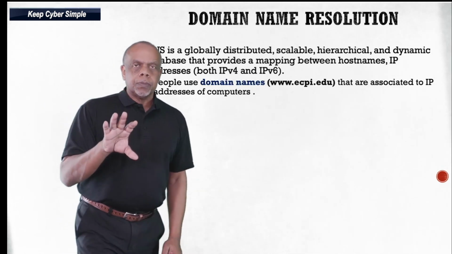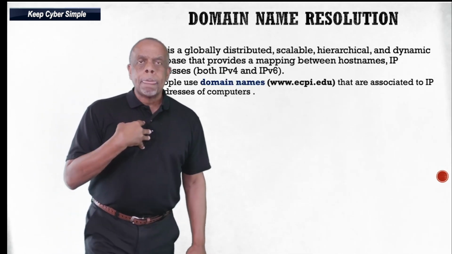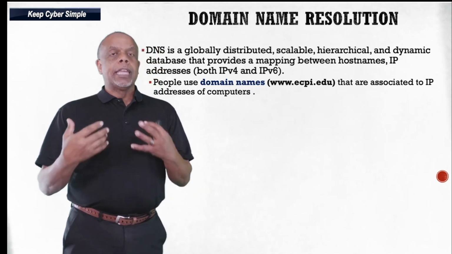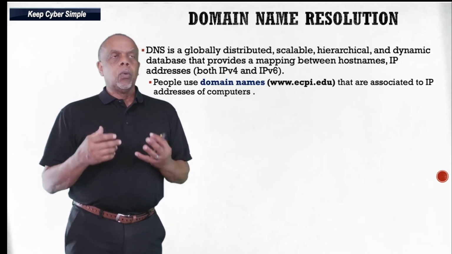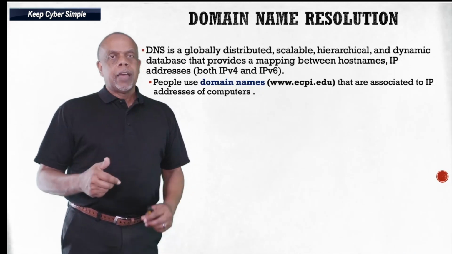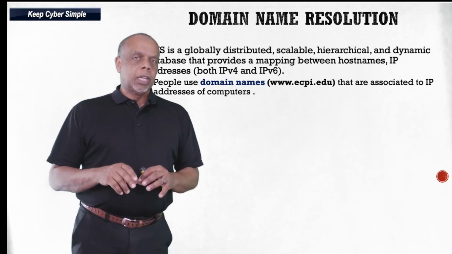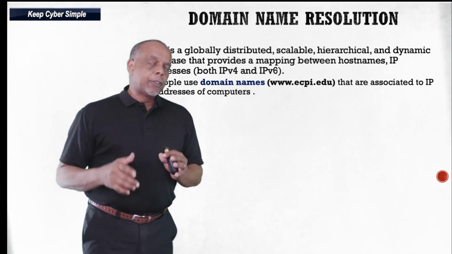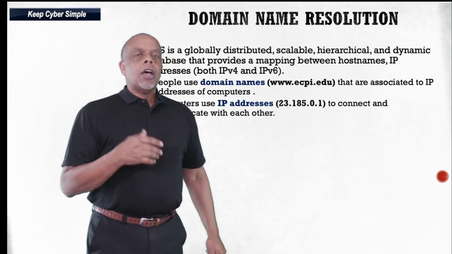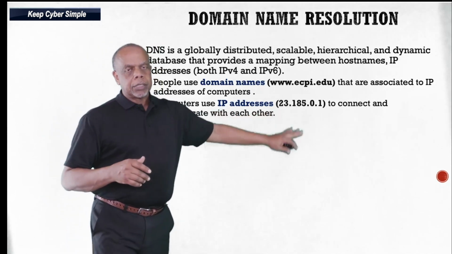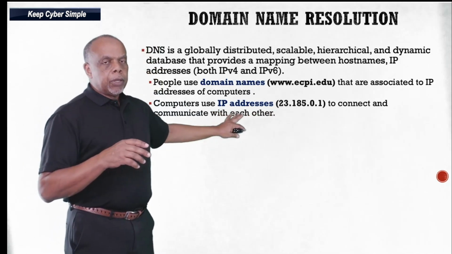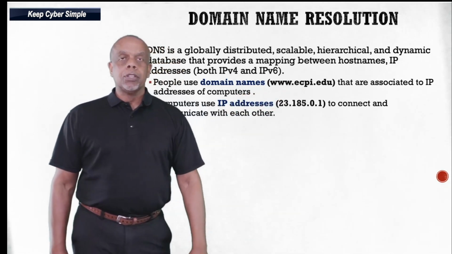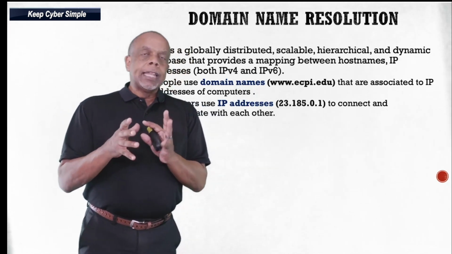All right, so here's the issue. We as humans, when we're interfacing with computers or with the internet, we don't like IP addresses. We want to use domain names. For instance, if I want to go to ECPI, I just want to type in www.ecpi.com and go there. Well, that's great for us humans. However, computers deal in the world of IP addresses. So in order for your computer to actually connect to ecpi.com, it has to know what the IP address is. So that is the conundrum.